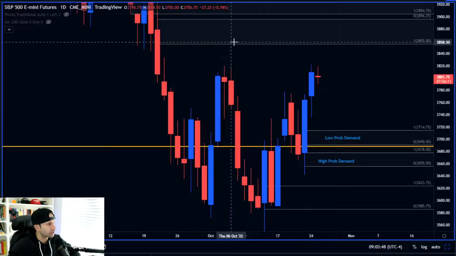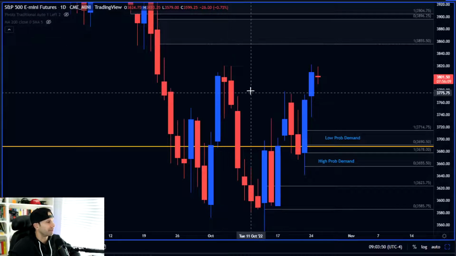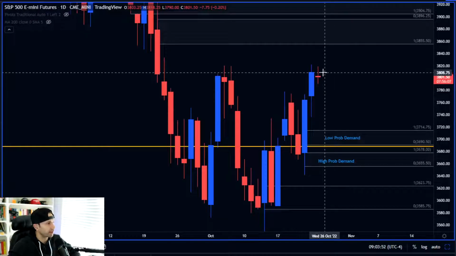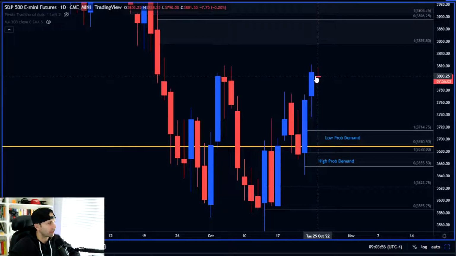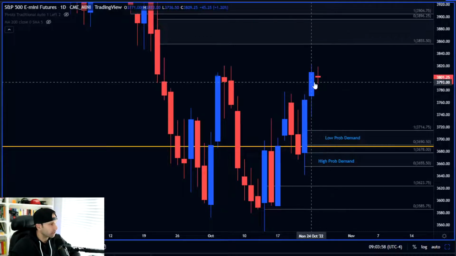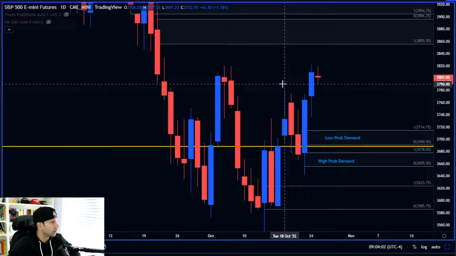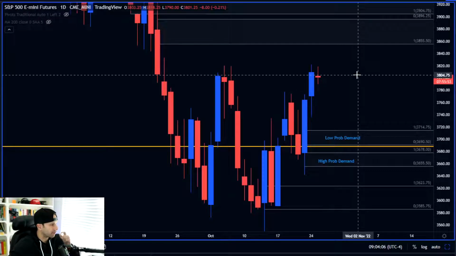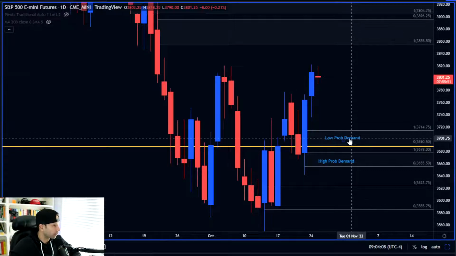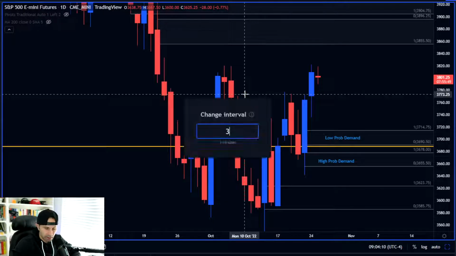The fresh zone is 38.55. But that doesn't mean that this cannot work to the downside. It just simply means that I will not be taking it. Why? Because the probability based on my trading strategy goes lower and lower every time we revisit the price level. Okay, so I have this one, nothing changed.